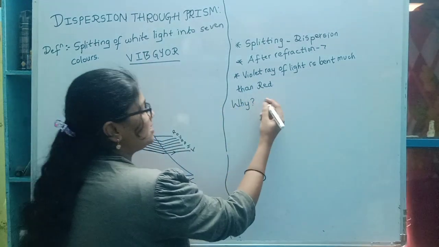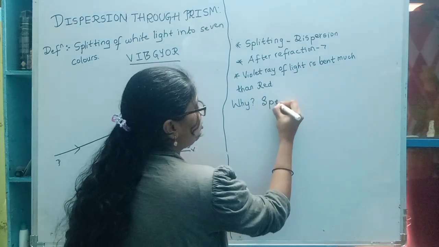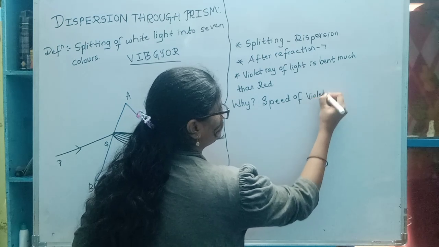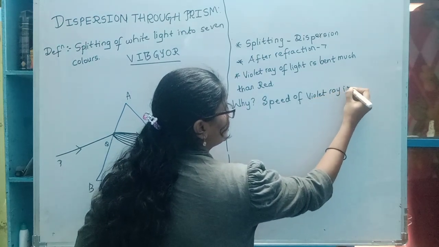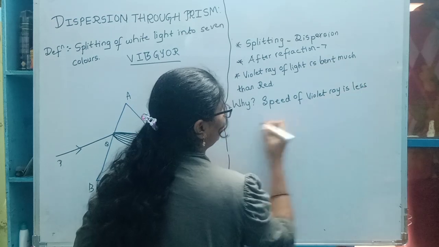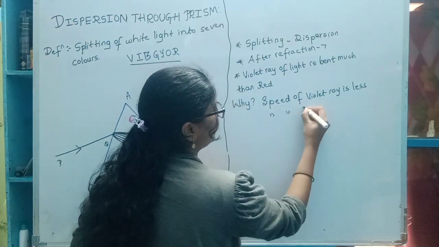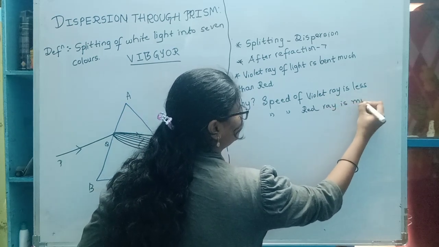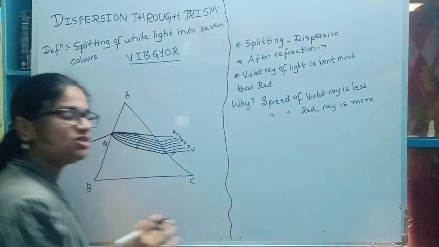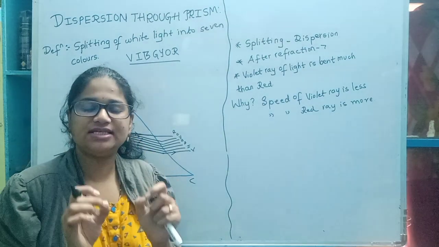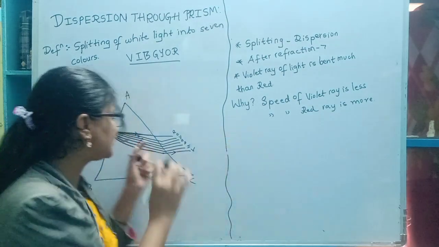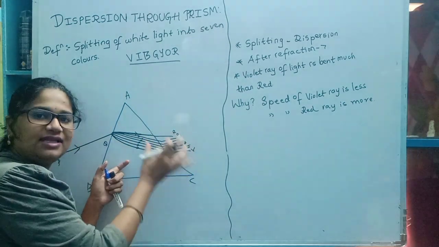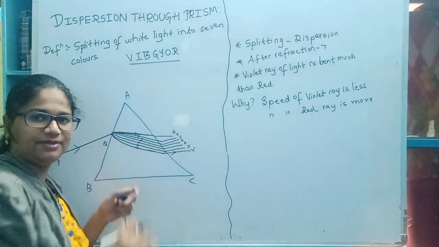So here what is the reason? We can say that the speed of the violet ray is less than the speed of the red ray, which is more. So by this we can say the velocity or the speed of light is related to the bending of the light, that is refraction of light.